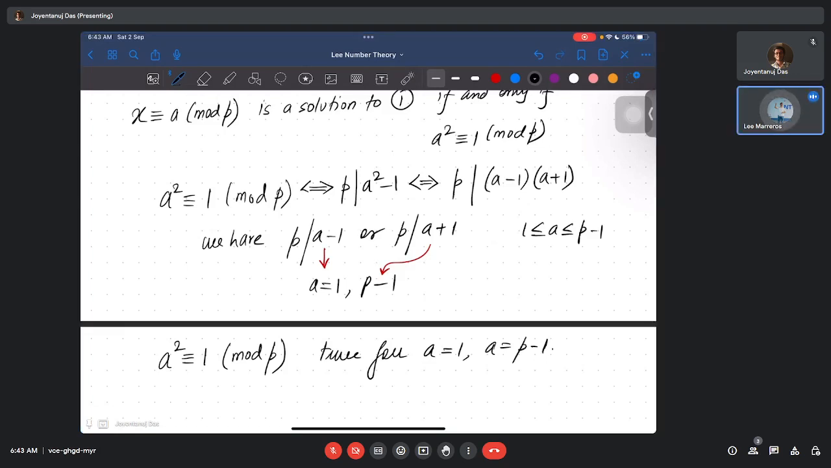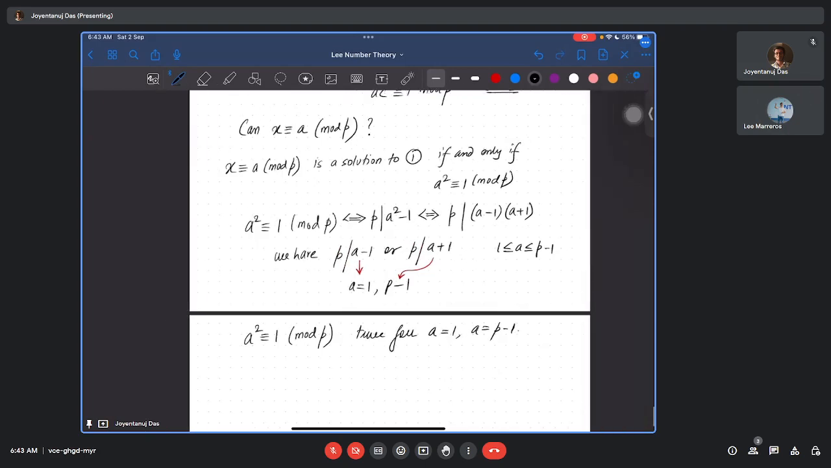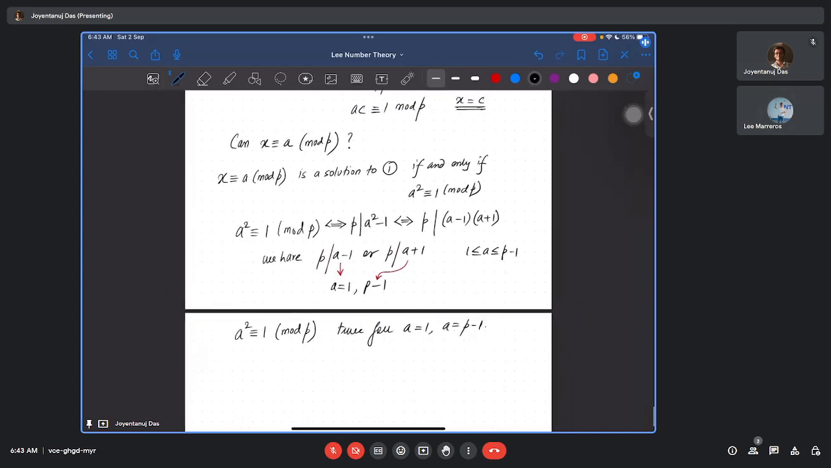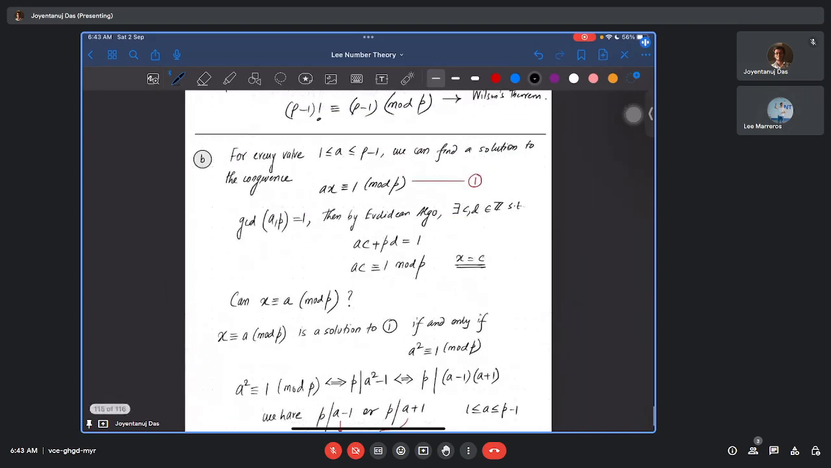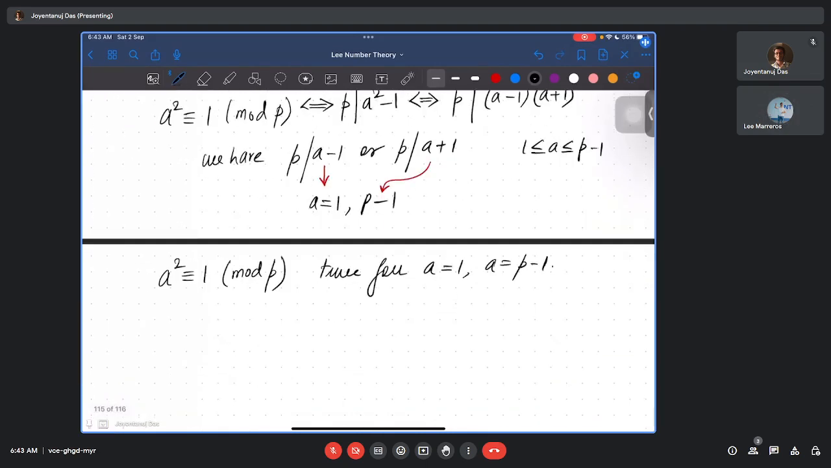A squared is equivalent to 1 only when a is equal to 1 or a is equal to p minus 1. So for all other numbers that is okay. Initially we are trying to find ax congruent to 1 mod p. So for all other numbers lying between 2 and p minus 2, 1 and p minus 1 are gone.